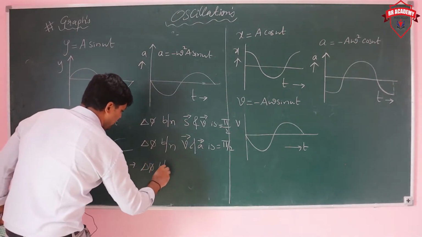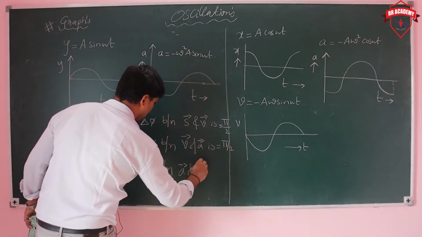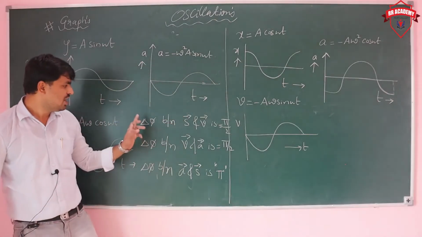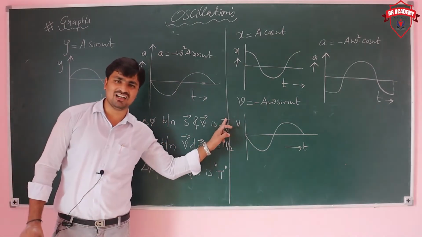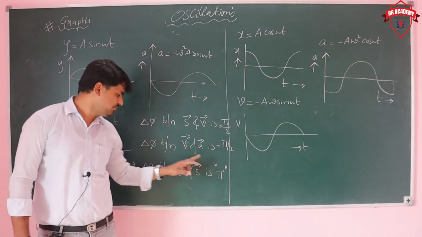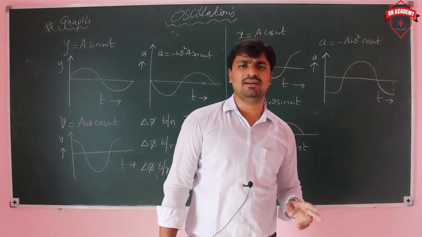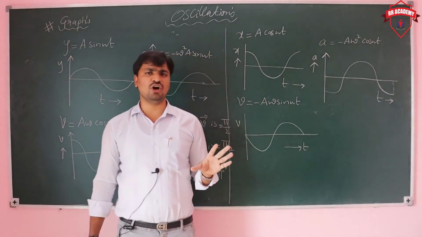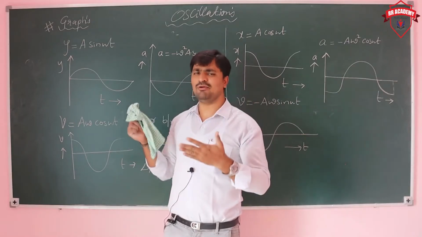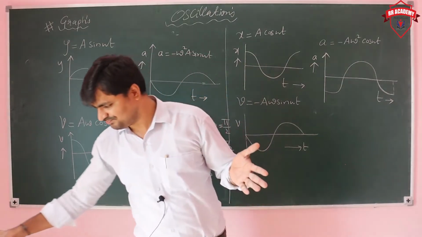And the phase difference between acceleration and displacement, how much? It is pi. Very important question. The phase difference between displacement and velocity is pi by 2. The phase difference between velocity and acceleration is pi by 2. The phase difference between acceleration and displacement is pi. This is the most important graphical representation. And next we will see the displacement, velocity, acceleration graphs.